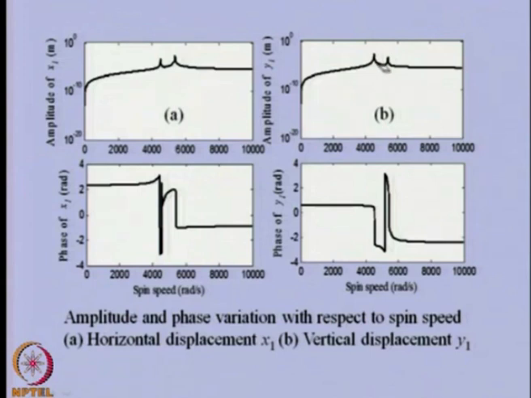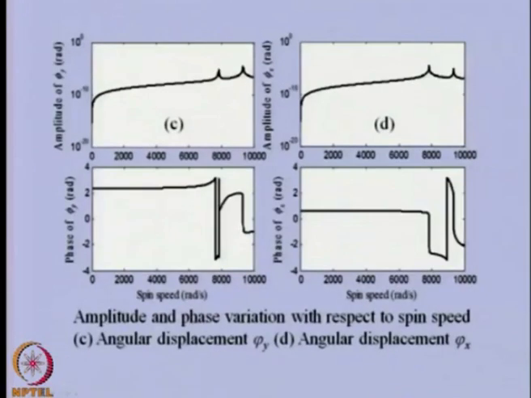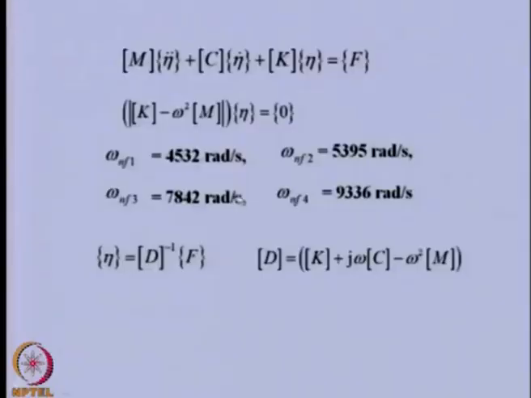In the other plane also we get the same critical speeds, because these 2 motions are coupled, and these are between around 4000 and 6000, corresponding to these first 2. Similarly, we can plot the response corresponding to the tilting motion in one plane and the other plane. Here also we get 2 critical speeds. These 2 are the same, and you can see they are above 7000 and below 10,000. They correspond to these 2.